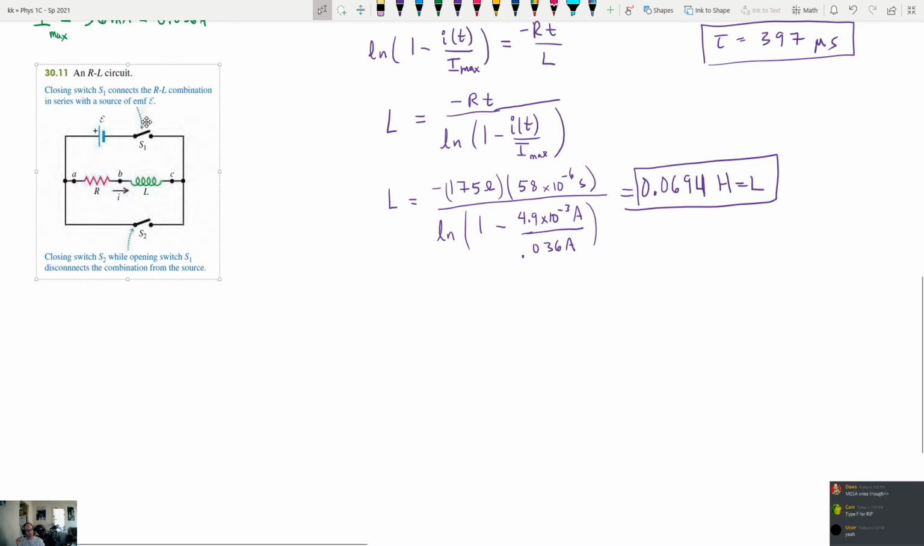So if I open S1 and I close S2, L is going to want to keep the circuit moving, since the current is going to tend to decrease at that point. And why does the current decrease? I mean, it's taken off its EMF source.